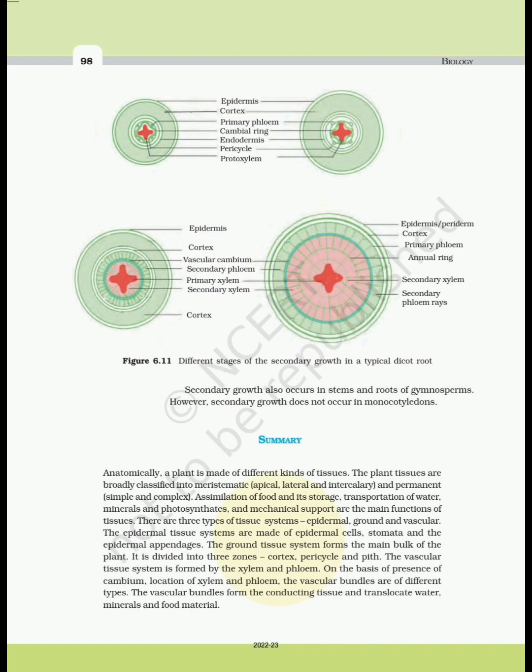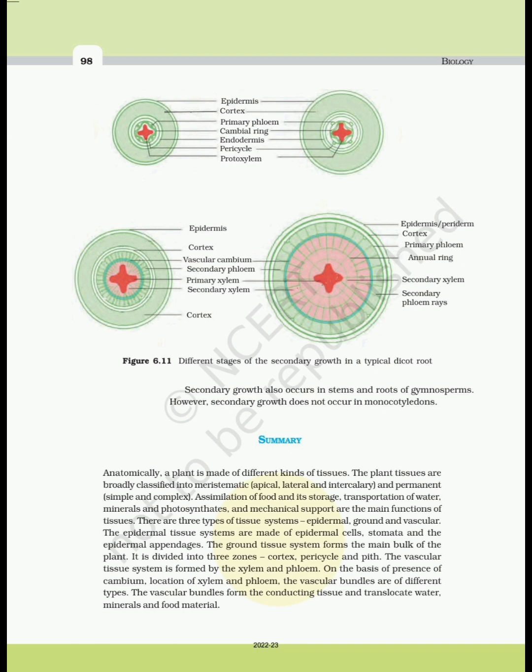Summary: anatomically, a plant is made of different kinds of tissues. The plant tissues are broadly classified into meristematic, apical, lateral and intercalary, and permanent, simple and complex. Assimilation of food and its storage, transportation of water, minerals and photosynthesis, and mechanical support are the main functions of tissues. There are three types of tissue systems: epidermal, ground and vascular. The epidermal tissue systems are made of epidermal cells, stomata and their epidermal appendages.